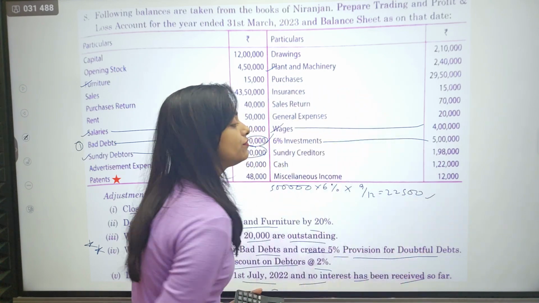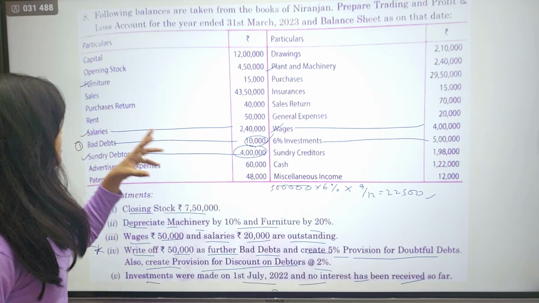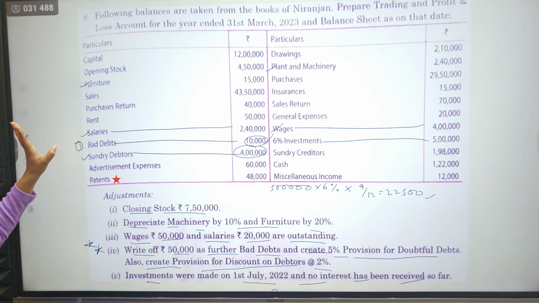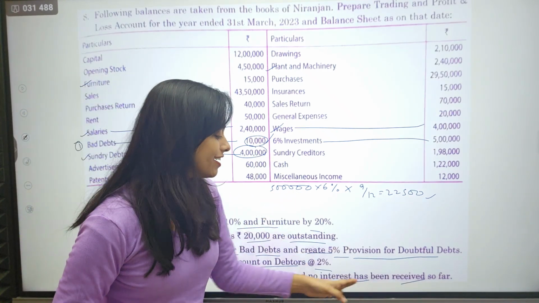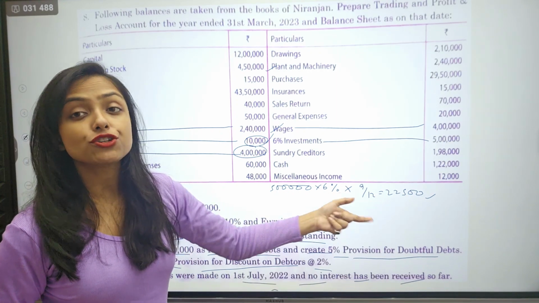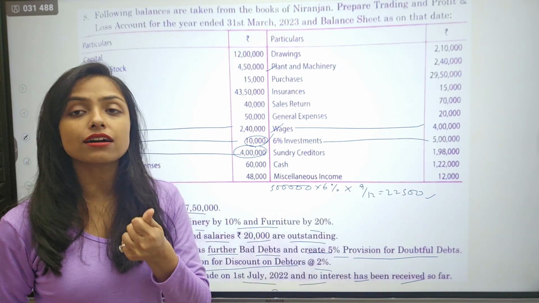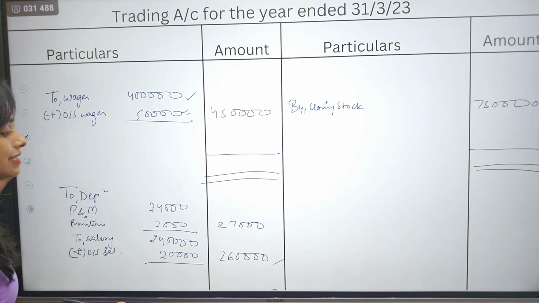22,500 का interest we should have got till now. But let's see whether we have got any interest. They have told us that no interest has been received so far, so we don't need to find anything. I did not read this line properly. So 22,500 is something that we should have received in this year, means this is accrued interest for me. This is income which I have earned but not received yet.